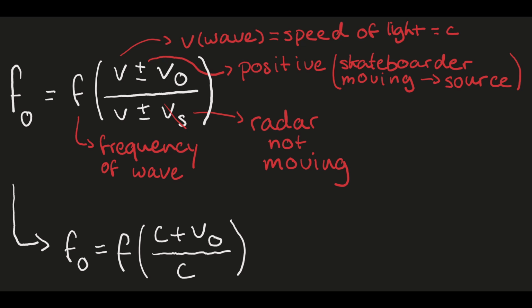Now in this situation, we know that the frequency of the wave is the frequency of the microwave emitted by the Doppler radar gun, and that Vs can be canceled because the radar is not moving, therefore the velocity of the source is 0. We also know that the sign of the top half of this equation is going to be positive, as the skateboarder is moving towards the source, resulting in a compressed wave and a higher frequency. In addition, we know that the velocity of the wave is the speed of light.